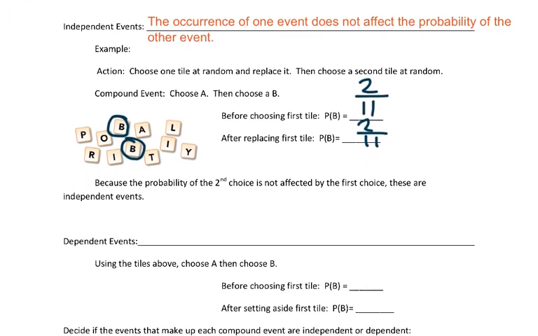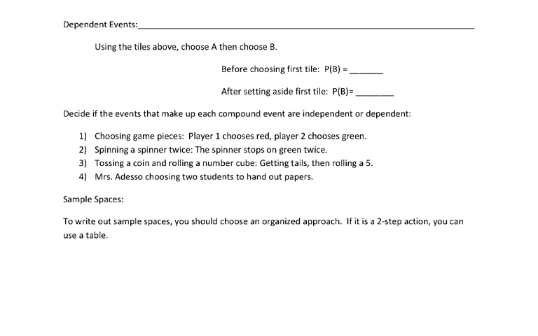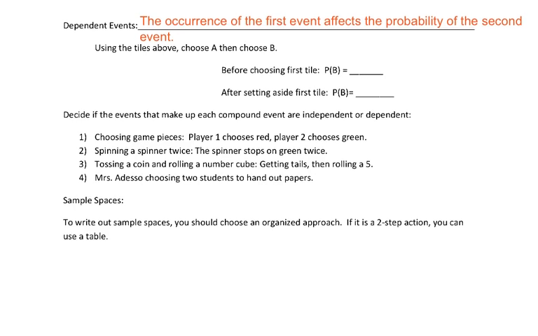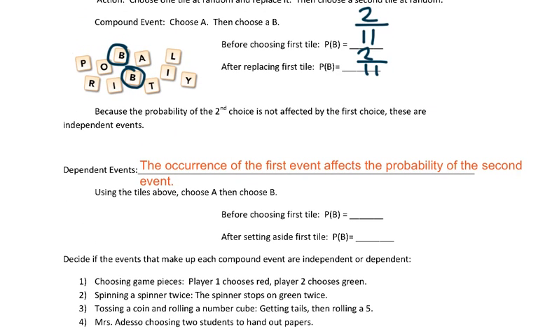Let's talk about dependent events next. So dependent events means that the occurrence of the first event affects the probability of the second event. So we're going to look at those same tiles from above, the tiles that form the word probability. If you choose A, don't replace it, and then choose B. The probability before you choose A, again, was 2/11. We already figured that part out, 2/11.